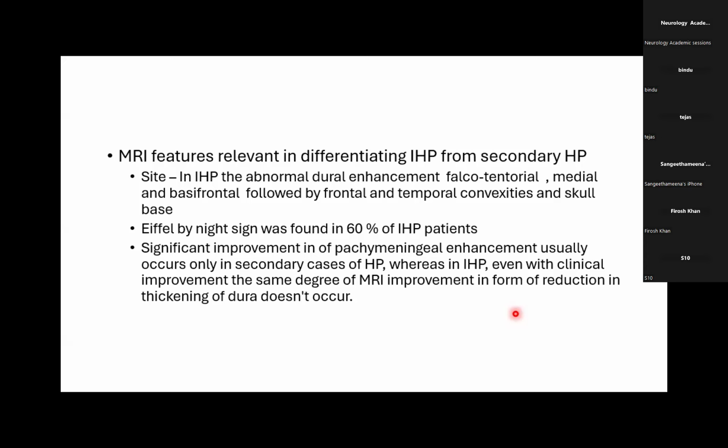Significant improvement of pachymeningeal enhancement usually occurs only in secondary cases of hypertrophic pachymeningitis. Whereas in idiopathic hypertrophic pachymeningitis, even with clinical improvement, the same degree of MRI improvement in the reduction of thickening of dura does not occur. So we need not go behind the MRI; if the MRI is not improving, we need not keep on giving steroids or continuing the immunomodulation therapy in these patients.